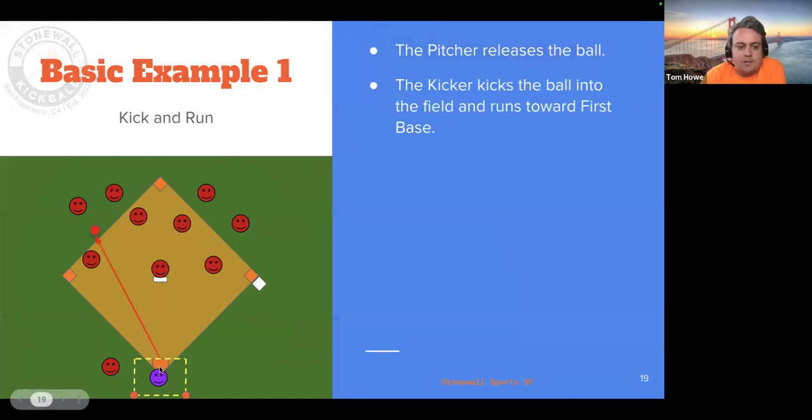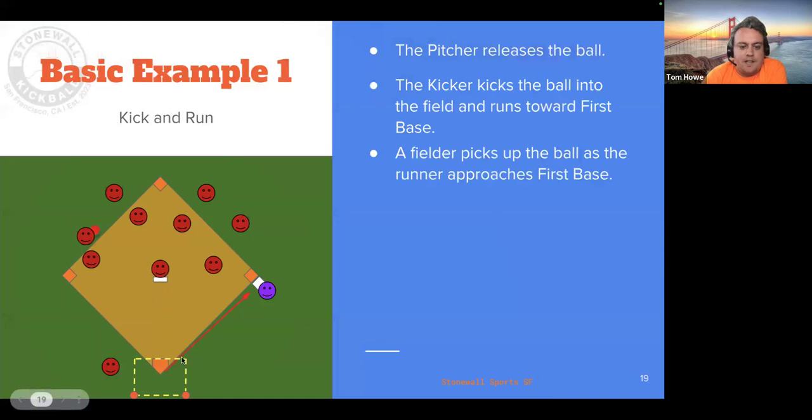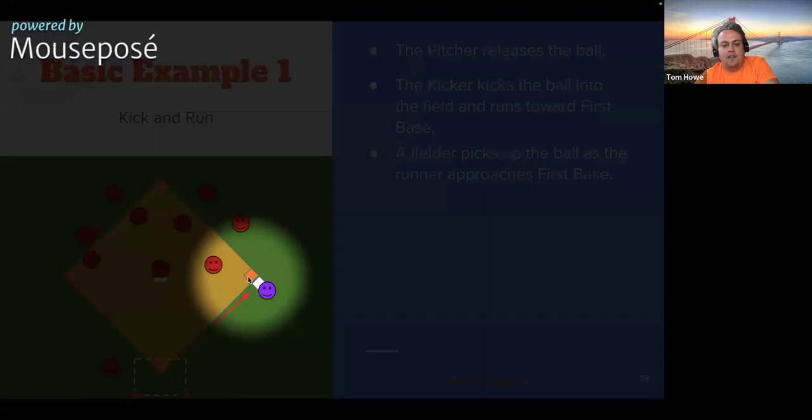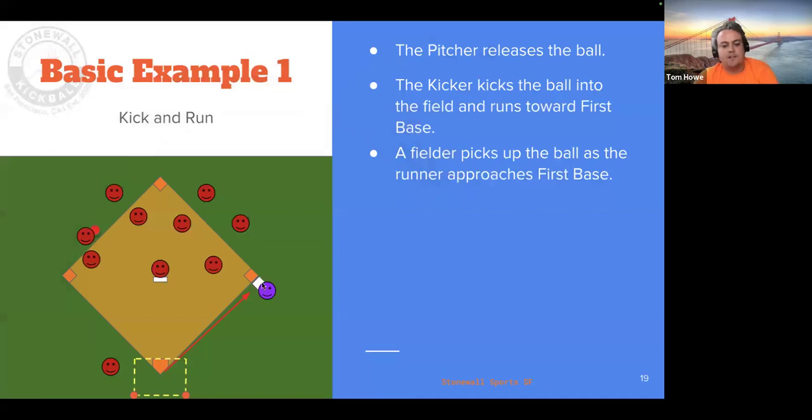The kicker then kicks the ball towards the left side of the field. When they do that, they are going to run as fast as they can to first base, specifically the safety base. You'll see here that the purple smiley face is actually not on the orange base. They've run through the white base to the right. Every time you run to first base, get in the habit of running towards the white base. That is going to be the right thing to do 99% of the time. So the runner is going to run towards the white base.